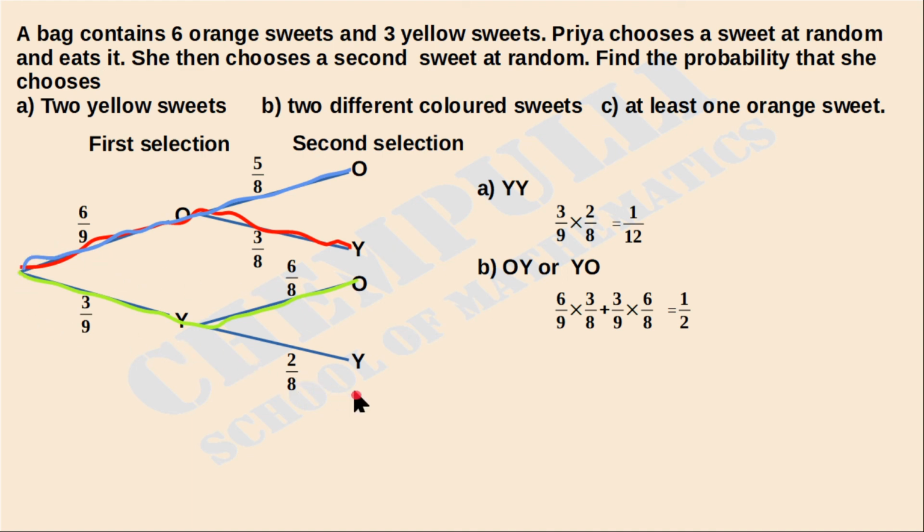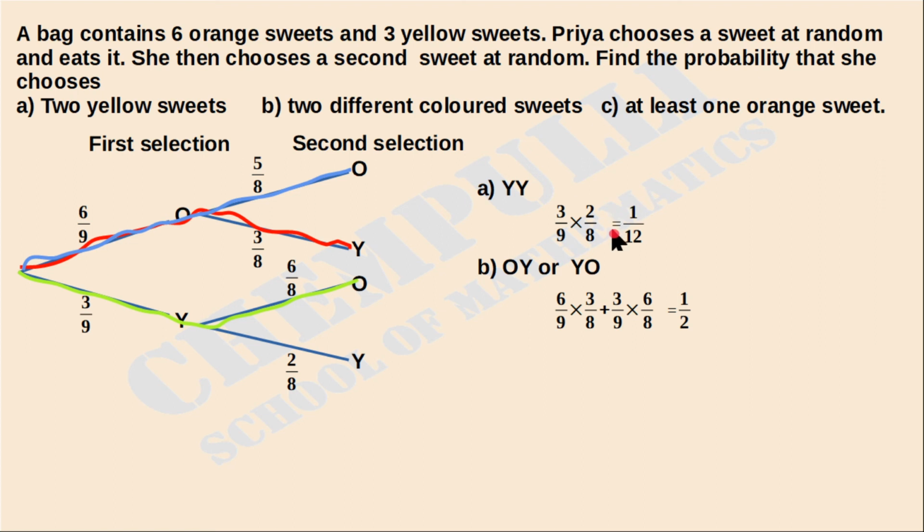Now it is easy to find this part, because first yellow, second yellow. What is the probability? 3 over 9 times 2 over 8. That part we already found in question number A. What is that answer? 1 over 12. That means we know the probability of the complementary event of this event. The complementary event is YY, first yellow, second also yellow sweet. That is the complement of this event, and we know that probability is 1 over 12.